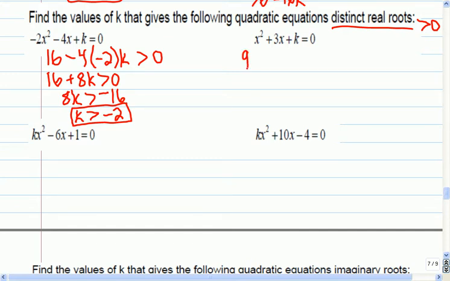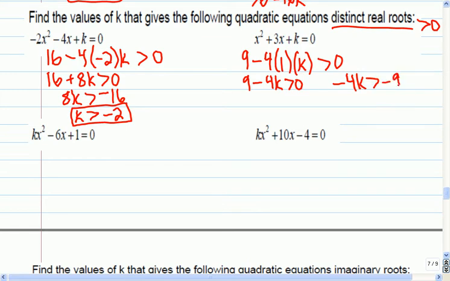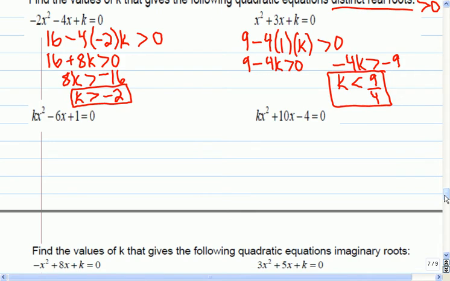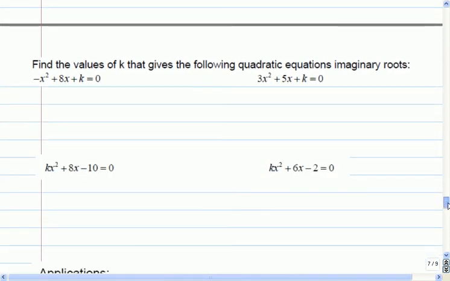And again here, this would be 9 minus 4 times 1 times k. So 9 minus 4k greater than 0. Be careful with the inequalities. 4k greater than negative 9. So that means k will be less than 9 over 4 after I divide. Let's pass off on those next two, but they would be the same procedure as far as finding it for when it's greater than 0, but we'll do two more here to find imaginary roots.